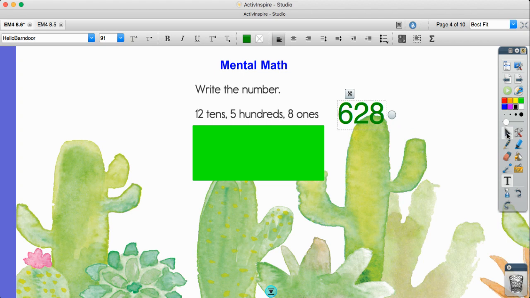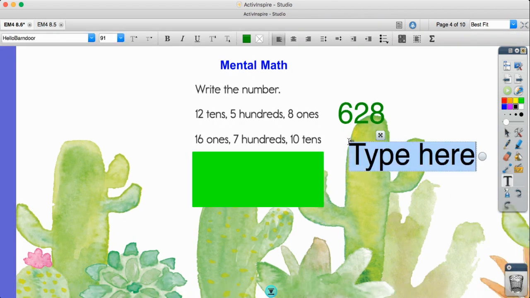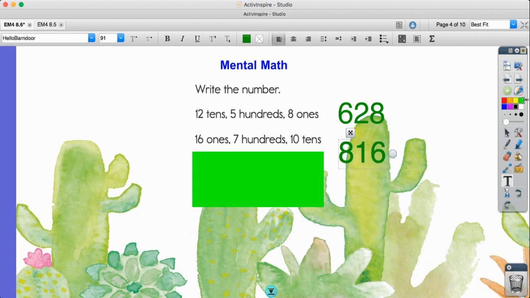Let's try the next one. 16 ones, 7 hundreds, and 10 tens. This would equal 816. Great job.